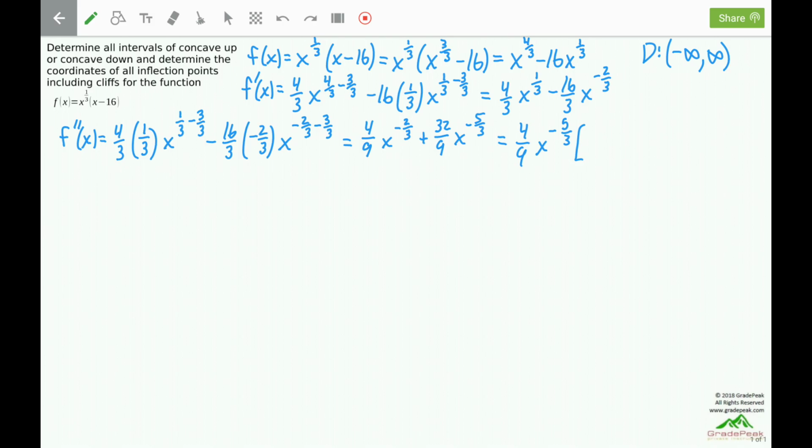Factoring that out, we'll leave behind, starting with the numerator, we're going to factor out a 4. That'll turn that into a 1 and that into an 8. In the denominator, factoring out a 9, this will become a 1, this will become a 1.